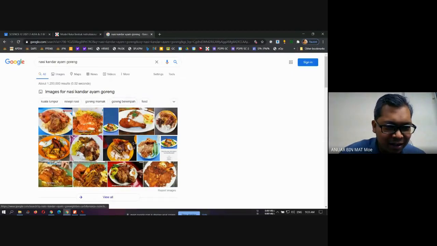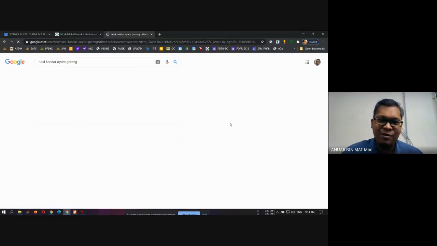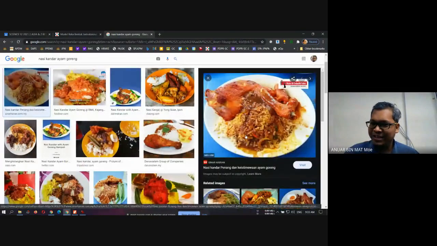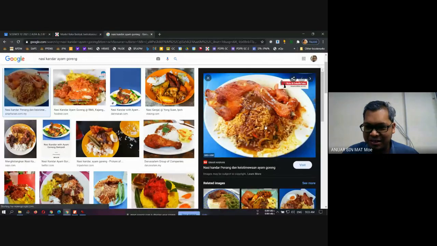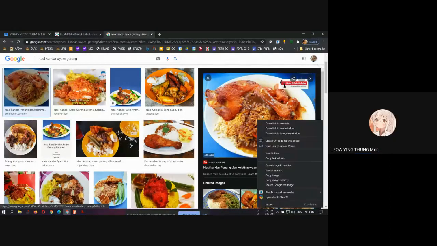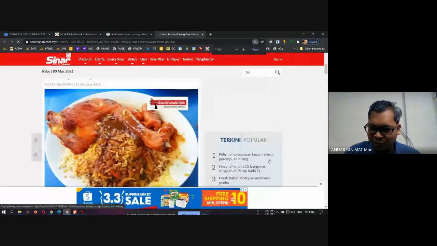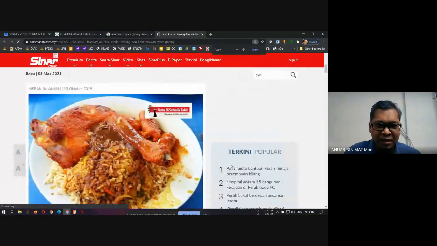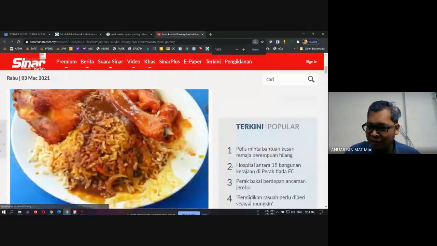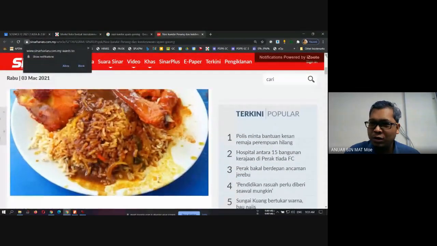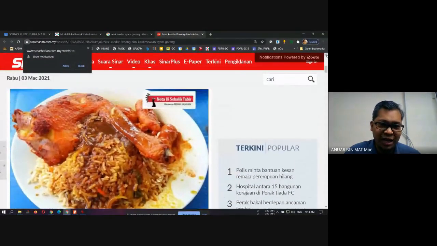Contoh saja. This one. Okay, I want to show you this picture. Can you see the picture here? Where's the picture? This picture, I try to zoom it for you. This is one plate, right? Nasi kandar. If you go to kedai mama, this is what you get.